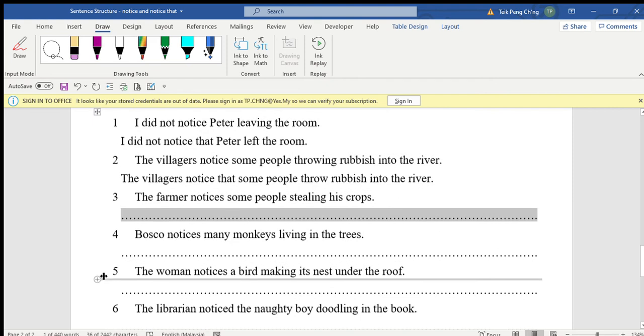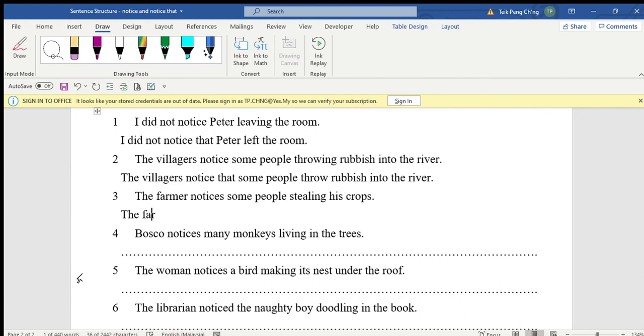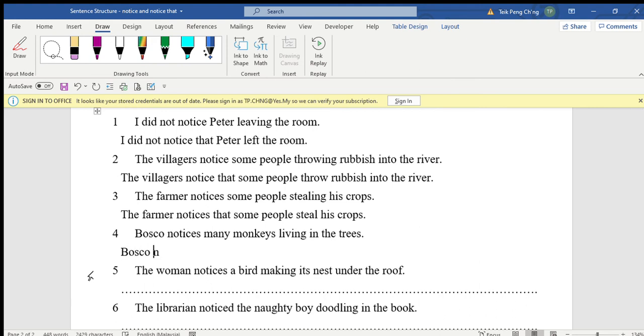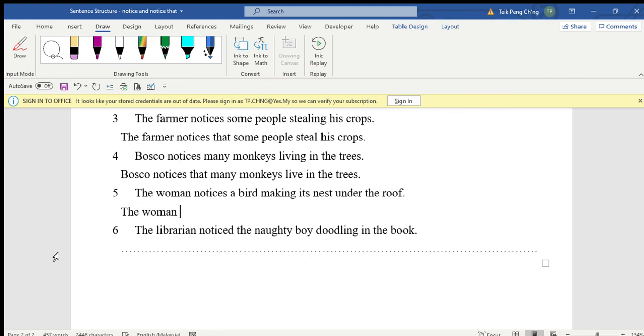Okay, number 3, practice number 3. The farmer notices some people stealing his crops. The farmer notices that some people steal his crops. Number 4, Bosco notices many monkeys living in the trees. Bosco notices that many monkeys live in the trees. Number 5, the woman notices a bird making its nest under the roof. The woman notices that a bird makes its nest under the roof.